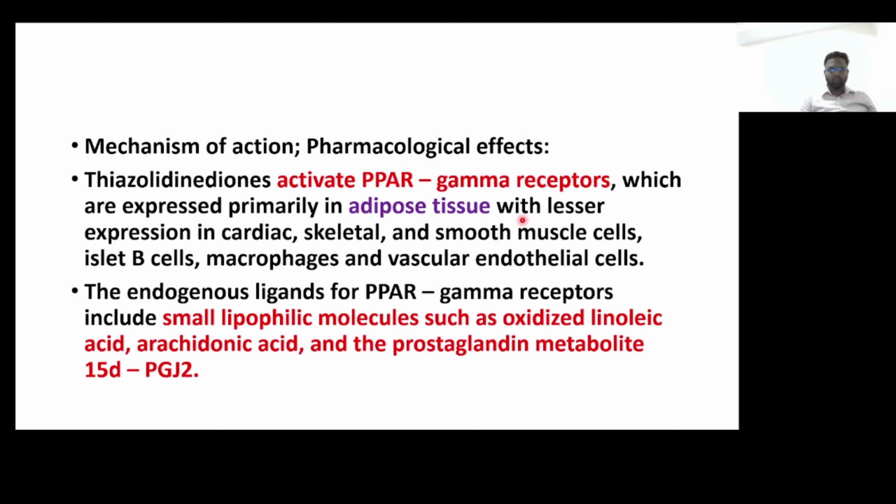Like thiazolidinediones, we also have endogenous ligands for PPAR gamma receptors. So what are they? They include small lipophilic molecules like oxidized linoleic acid, arachidonic acid, and the prostaglandin metabolite 15d-PGJ2.